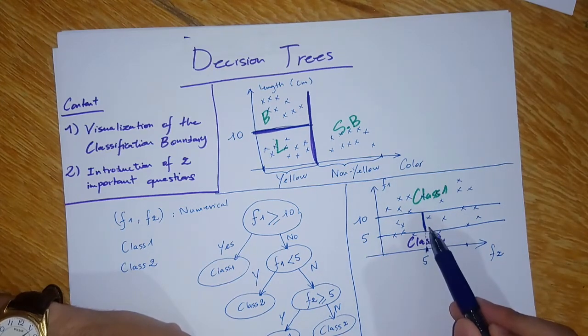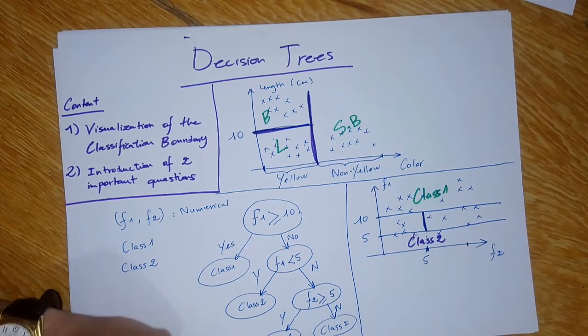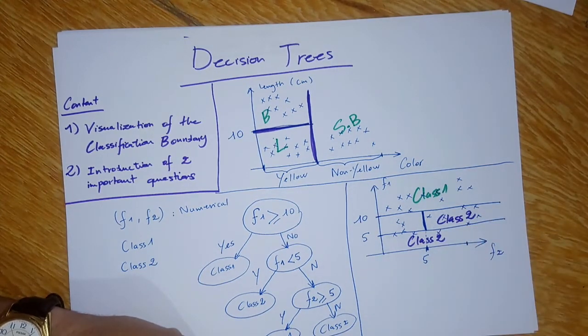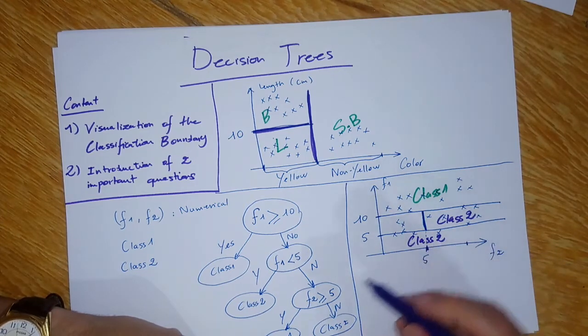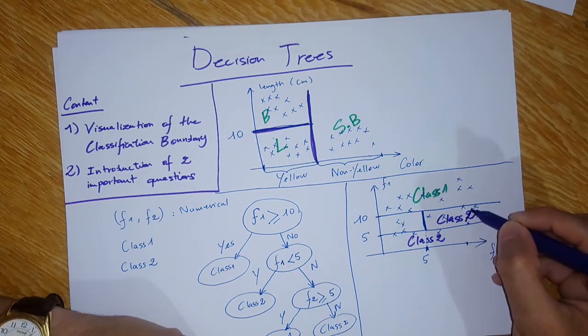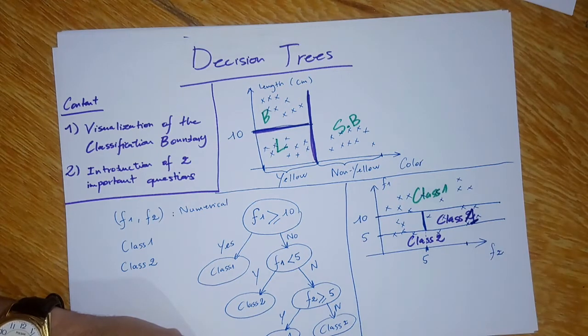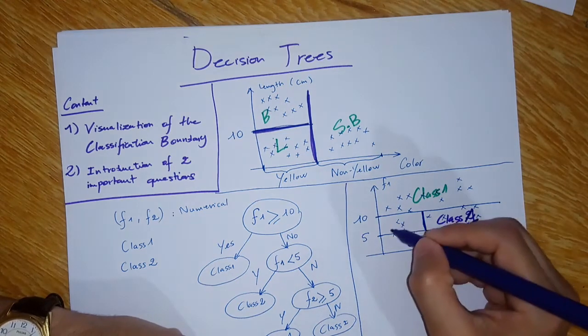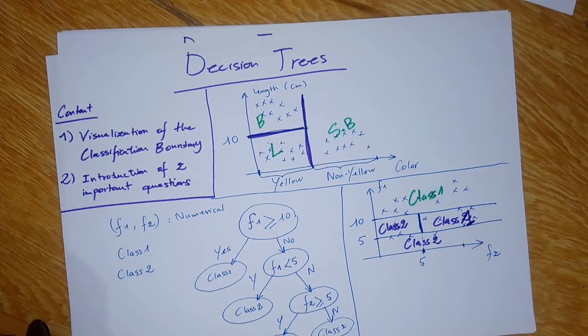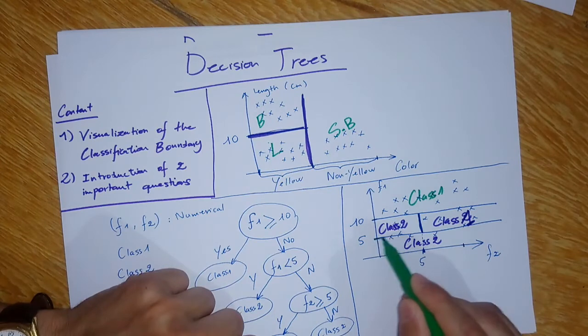So everything that is higher than 5 is considered to be class 2. This is class 2. And everything that is higher than 5 is considered to be class 1, right? This is class 1. And everything that is smaller than 5 is considered to be class 2. Class 2, right? So this is the visualization of my feature space. And these, of course, are the boundaries that are formed by the decision tree.